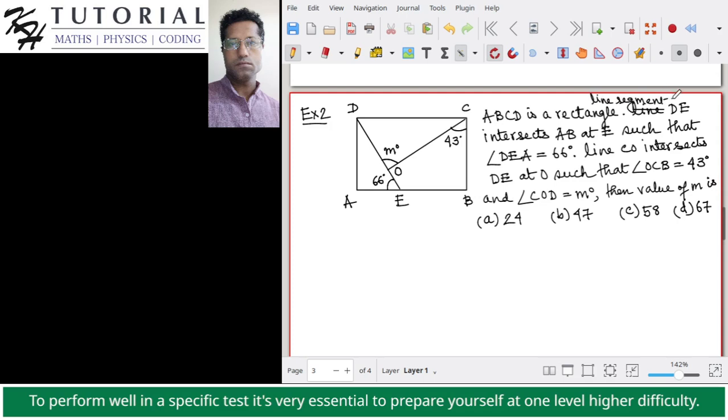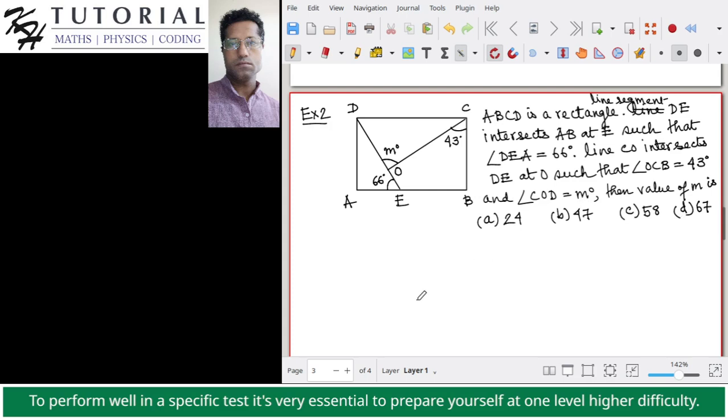Line segment CO intersects DE at O such that angle OCB is 43 degrees and angle COD is m degrees. Then the value of m is?